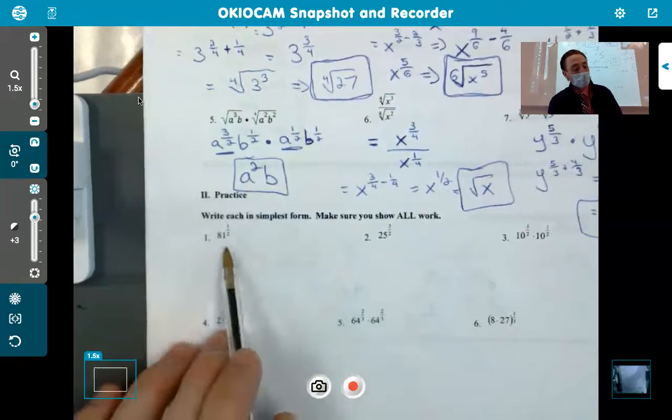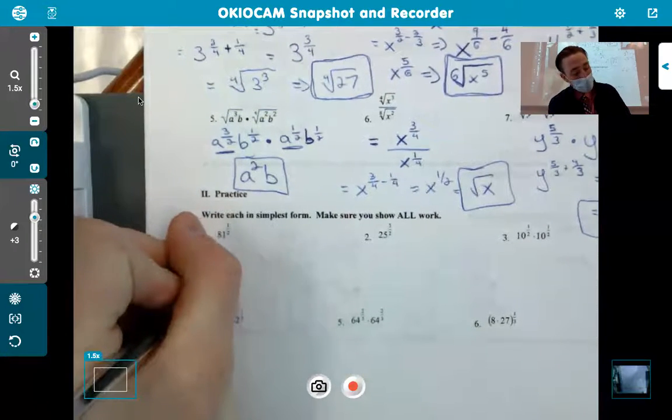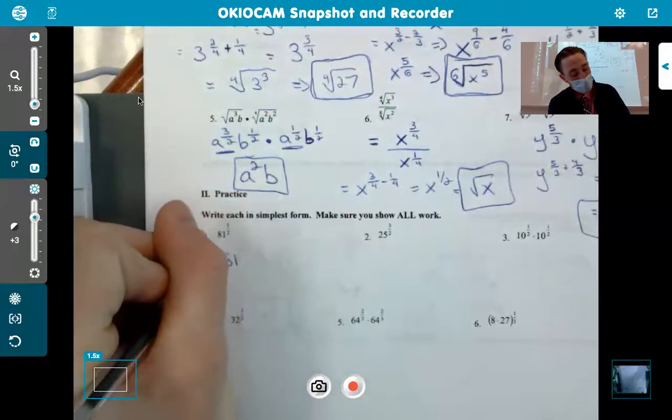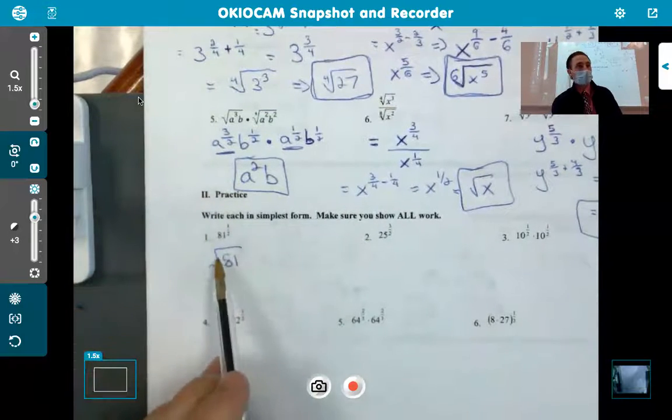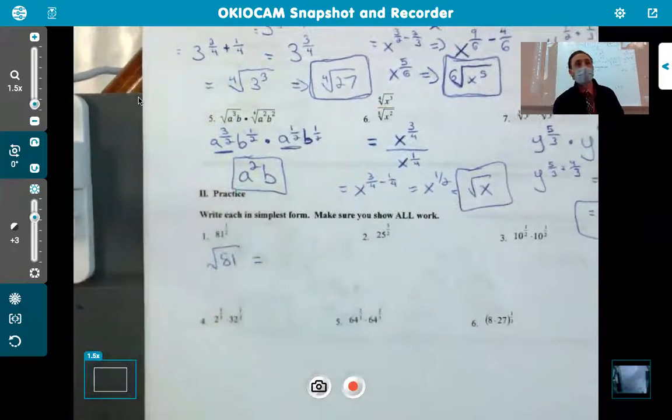So I have 81 to the 1/2 power. If something's raised to the 1/2 power, that's the same thing as doing what to that number or that variable? You take the square root, right? This is technically 81 to the first power, and then with that index of 2. Well, if the index is 2, that means I'm taking the square root. What's the square root of 81?